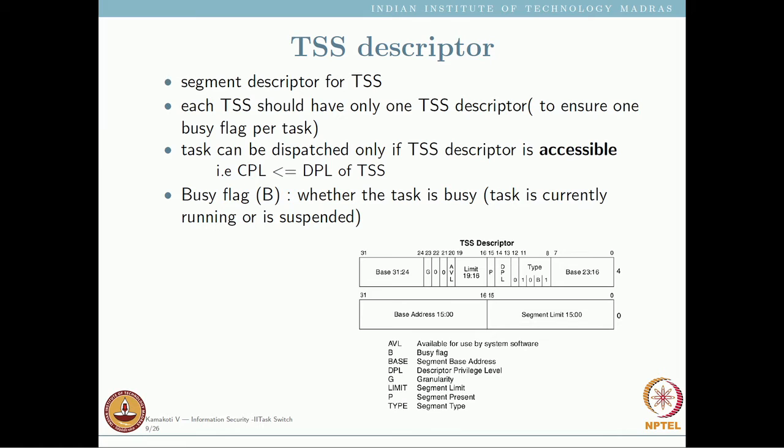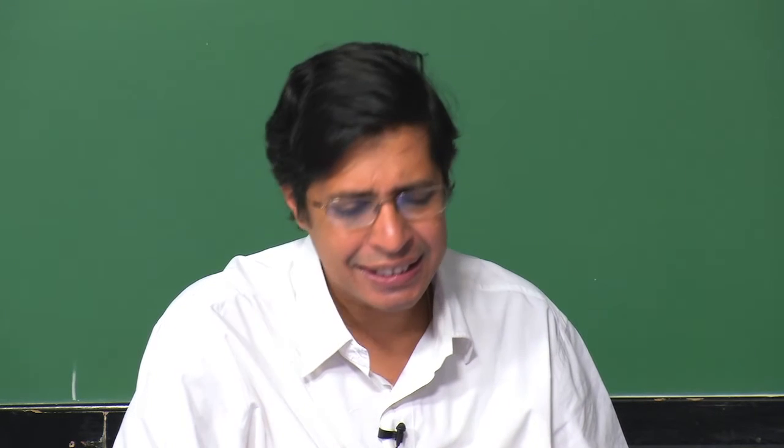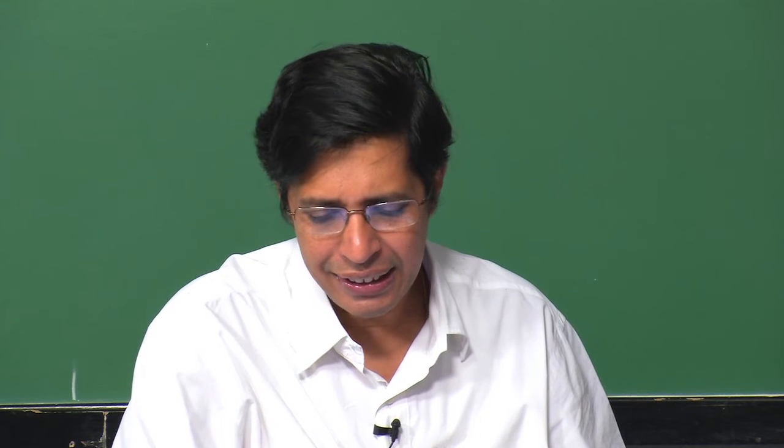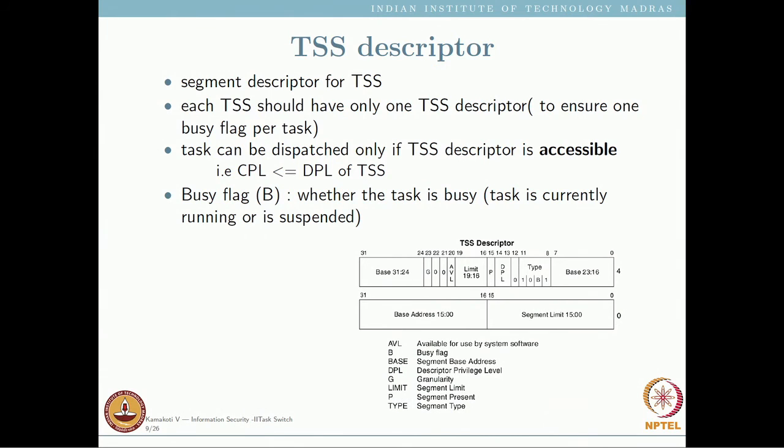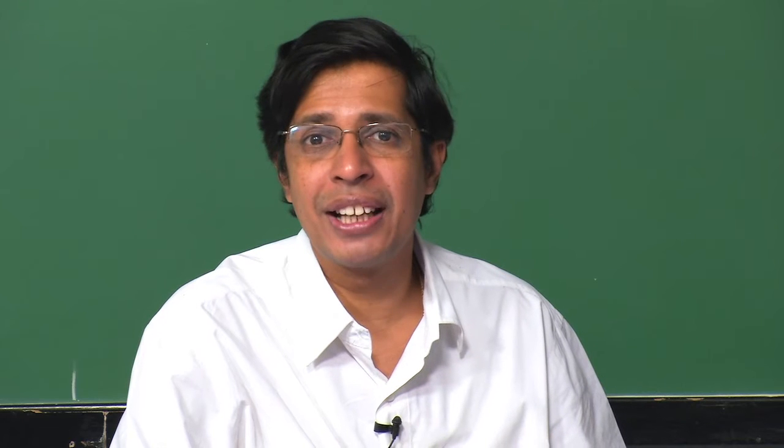Okay. So the B bit is basically the busy flag, whether the task is currently running or is suspended. As far as the user is concerned, it is a do not care, you can fill it with whatever you want. The system will update this B bit accordingly. Now what we need to get here is that in the TSS descriptor there is already a DPL, right, and very slowly we are trying to build up the security.